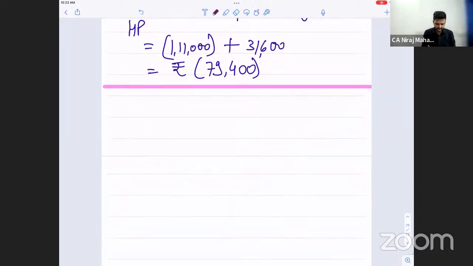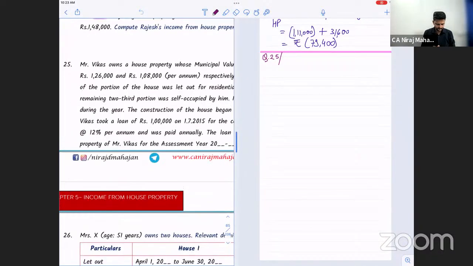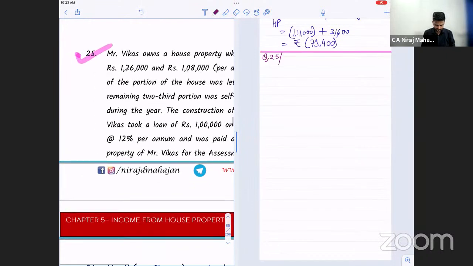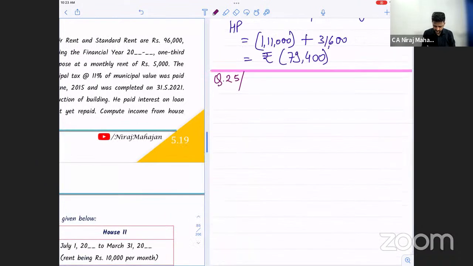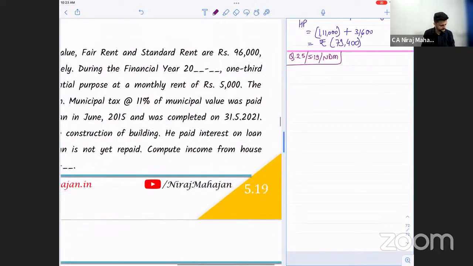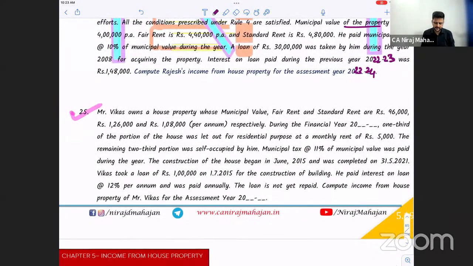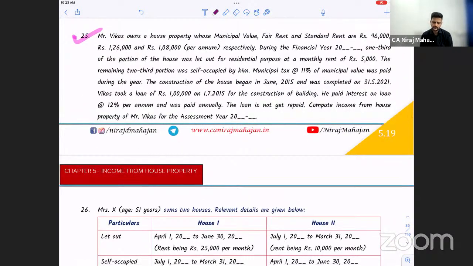Question number 25. Okay, ready, everybody? Mr. Vikas owns HP, whose municipal valuation, fair rent, and standard rent are given to you for the year. During the current year 22-23, 1/3 of the portion was let out. So obviously remaining 2/3 is SOP, है ना? For a monthly rent of just 5,000 rupees. Okay. The remaining 2/3 is SOP.